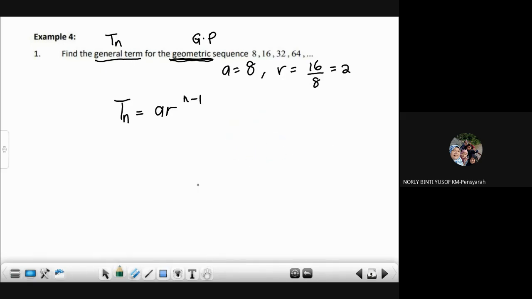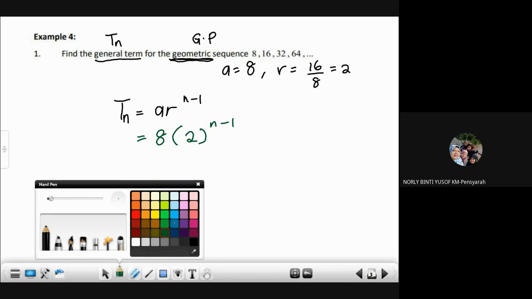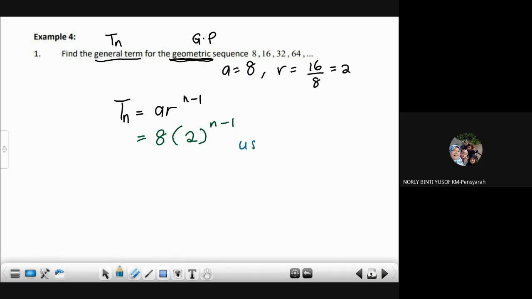Then we substitute A, 8, and R is 2, and the power is n minus 1. If you want to write the general term, you must write it in the same base. So you can't leave it like this. You have to simplify, so you use the concept of index.